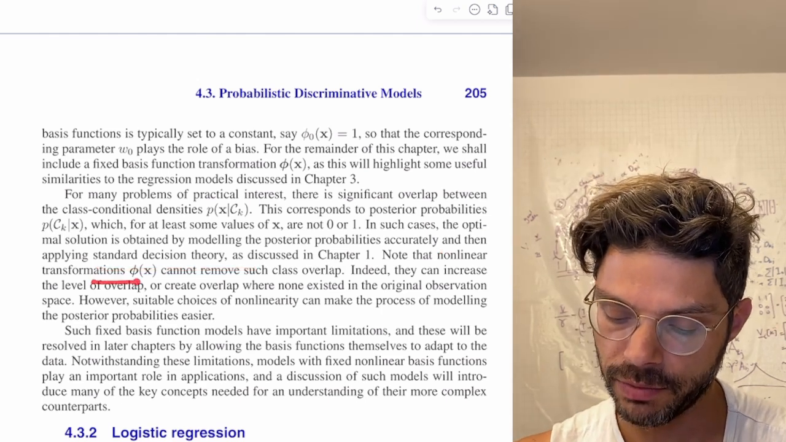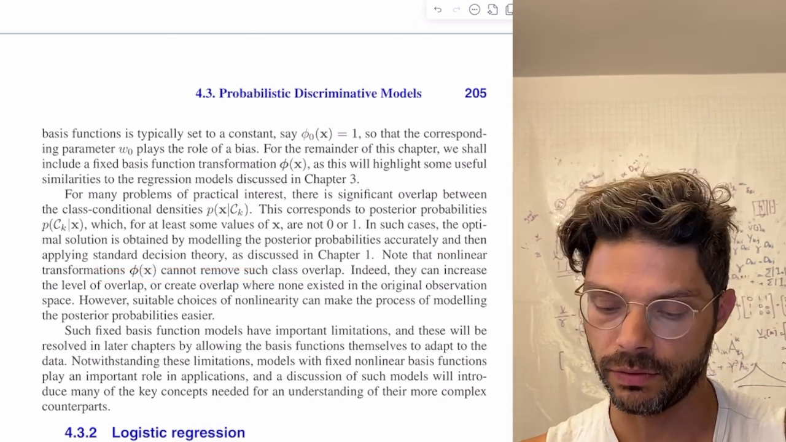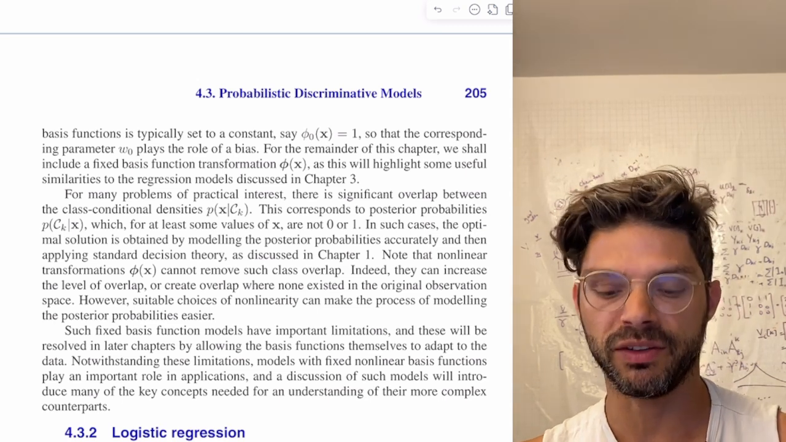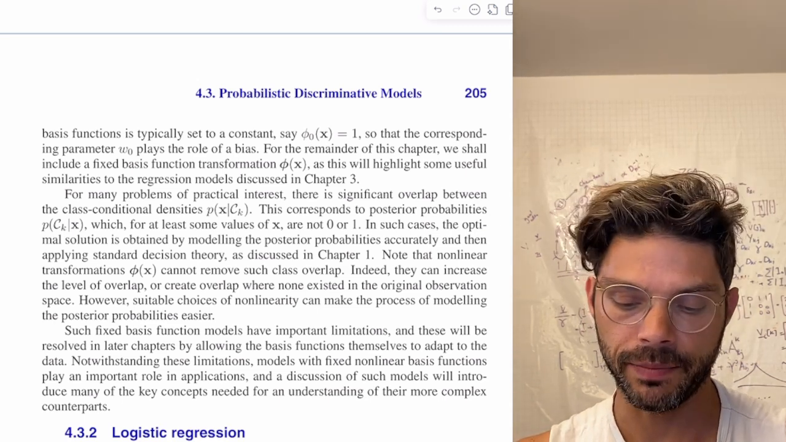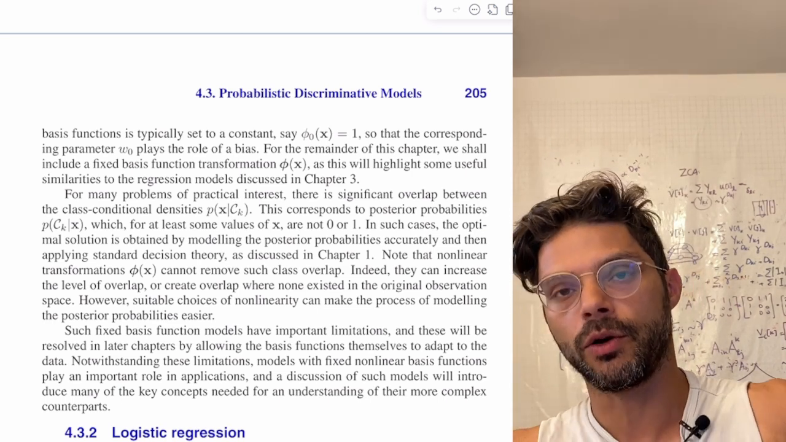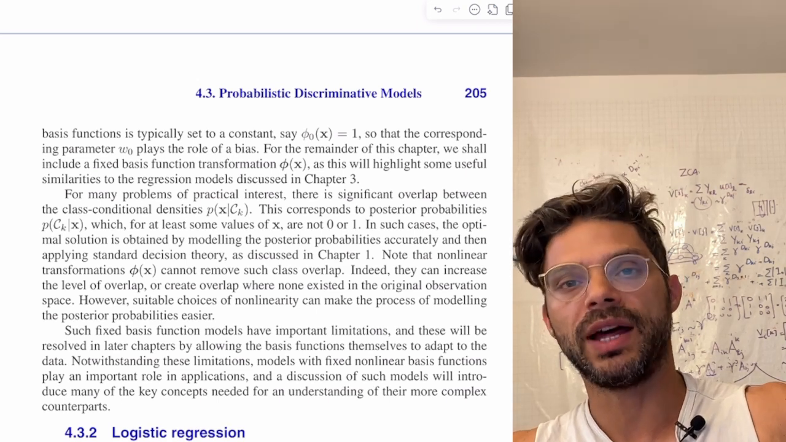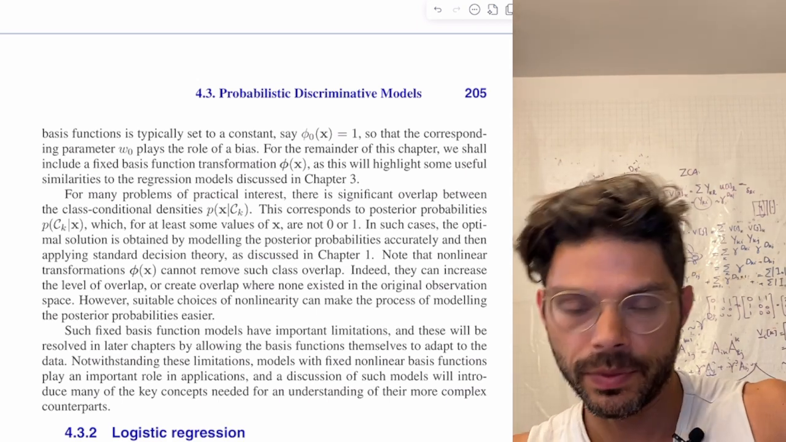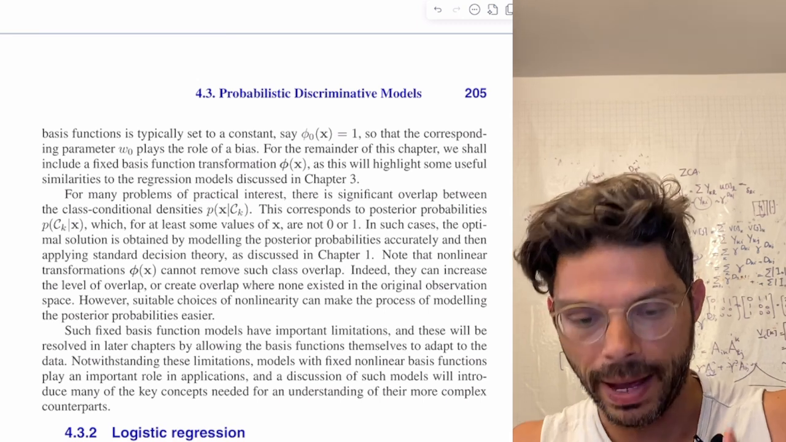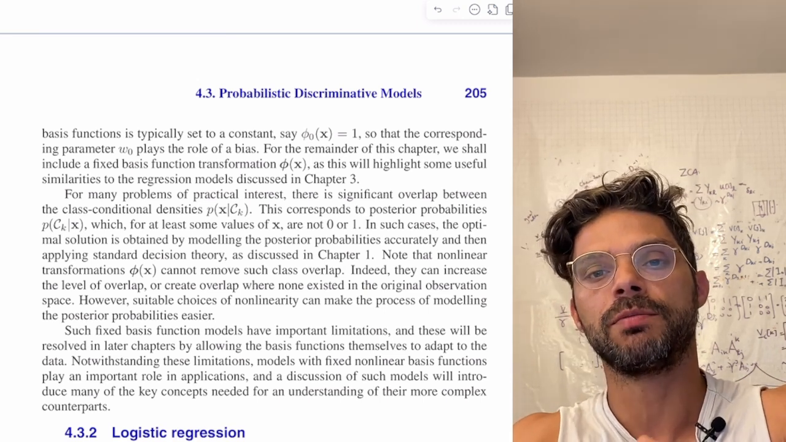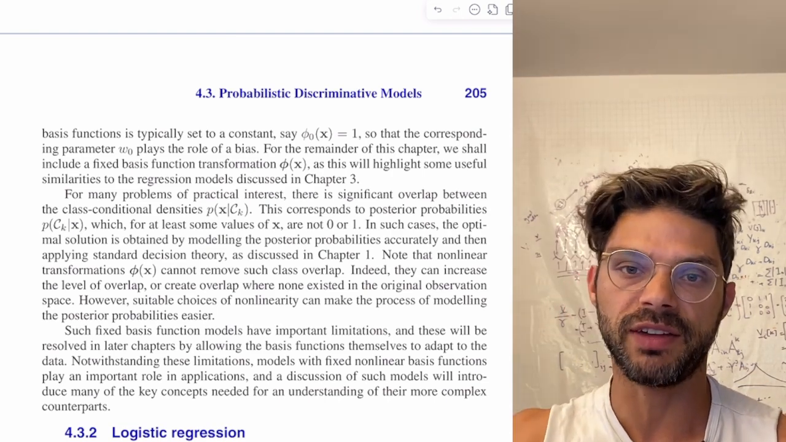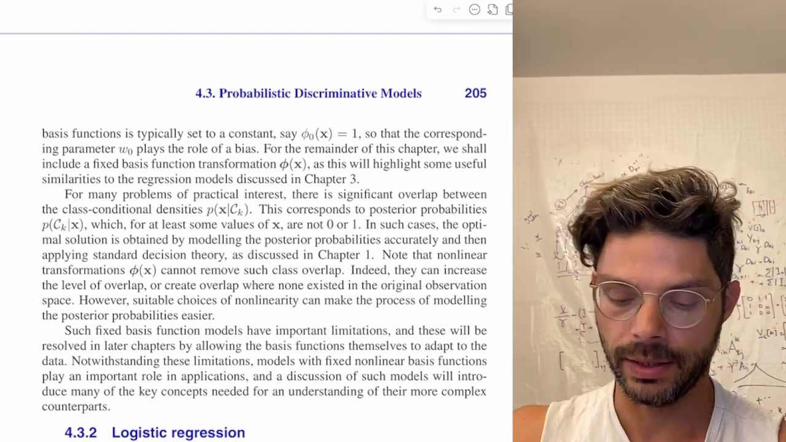Note that nonlinear transformations cannot remove such class overlap, because you're going to be sending the same point to the same place. If x is in the overlap of two classes in the original data space, those two classes are going to have a corresponding overlap in the feature space, and that point x, which lives in that intersection, will also live in the intersection in the mapped space.